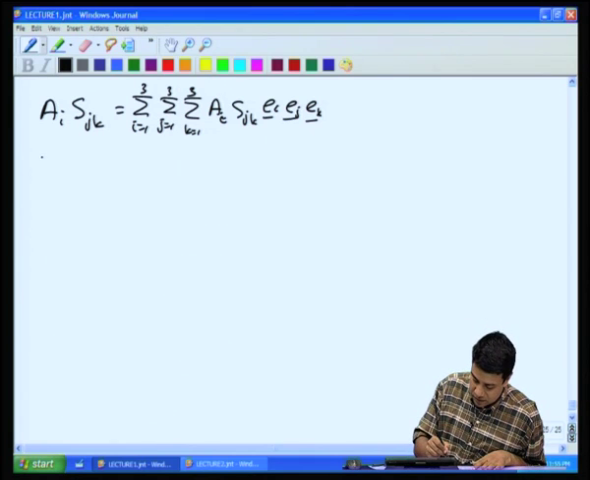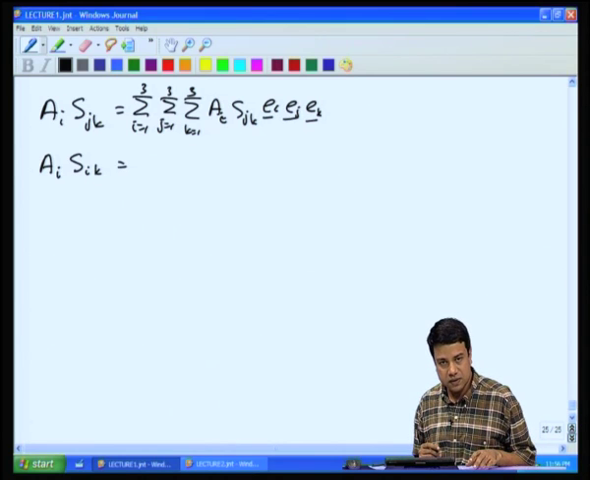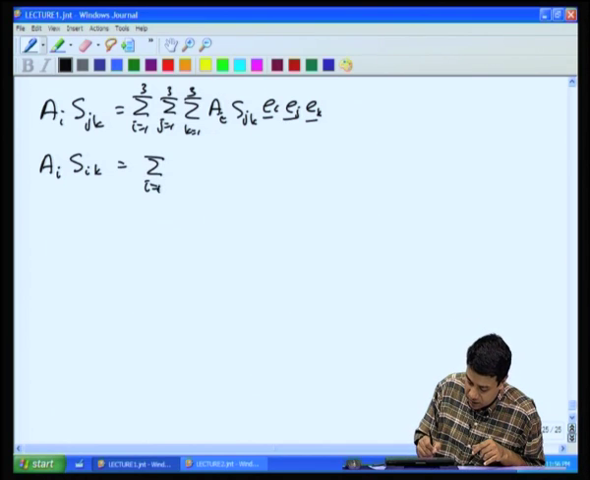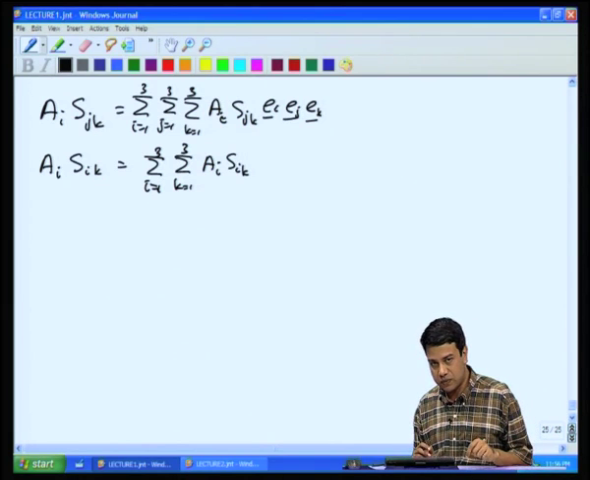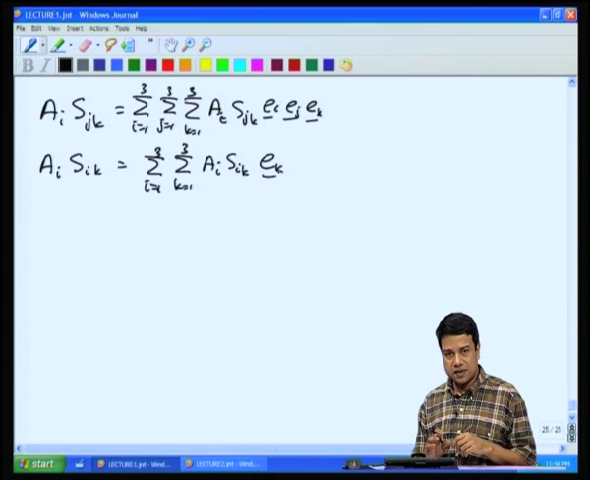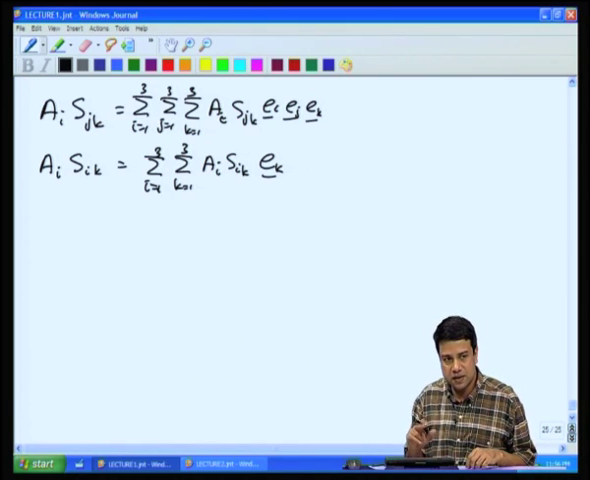I could also define another one, A_i S_ik. In this case, now there are 2 indices. So, there are 2 summations, over i and k: summation i equals 1 to 3, summation k equals 1 to 3 of A_i S_ik, and there is only one unit vector left, because there is only one unrepeated index, and that is e_k. So, this is a dot product between a first order vector, a first order tensor, and a second order tensor.